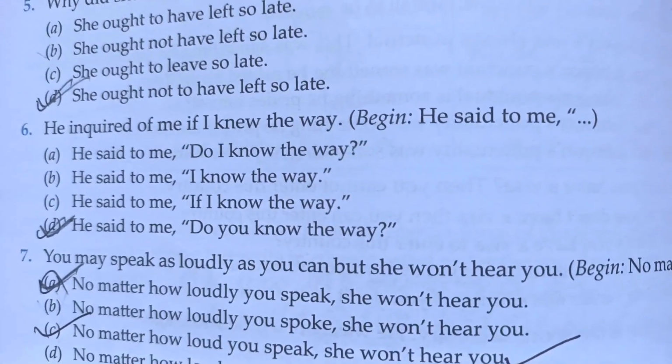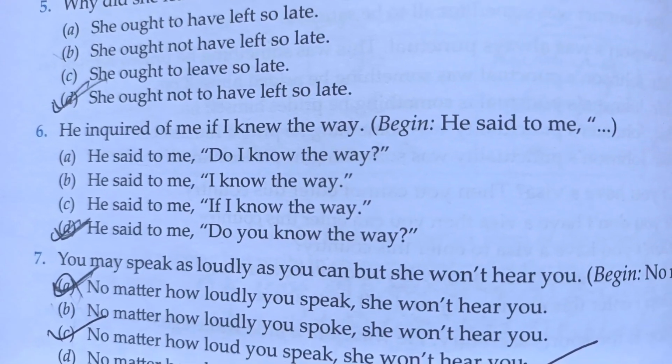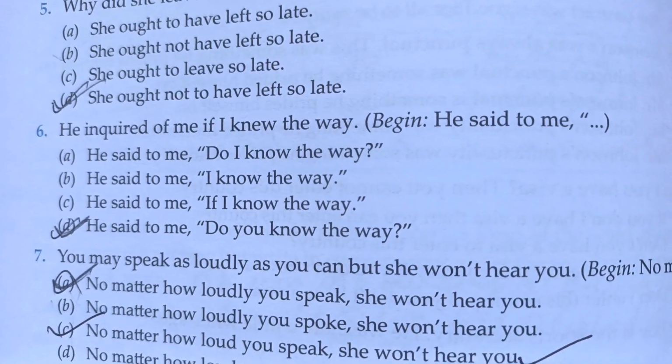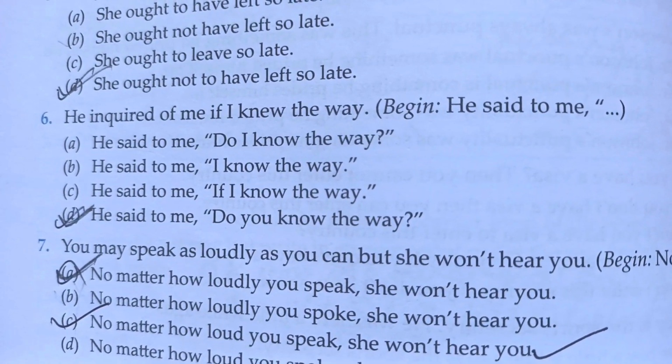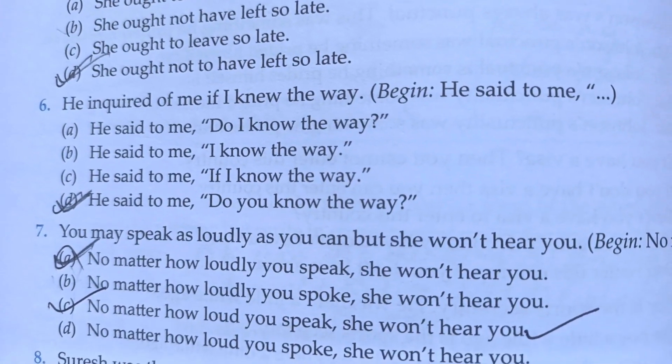Number 6, he inquired of me if I knew the way. So here option D is correct. He said to me, within inverted commas, "Do you know the way?"